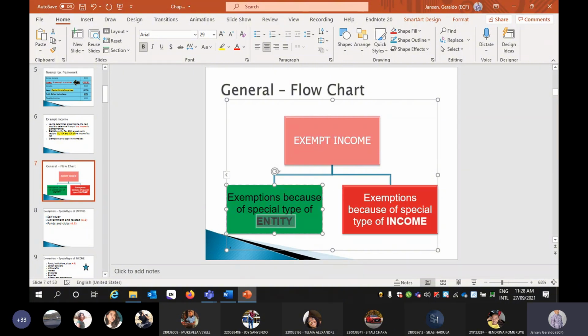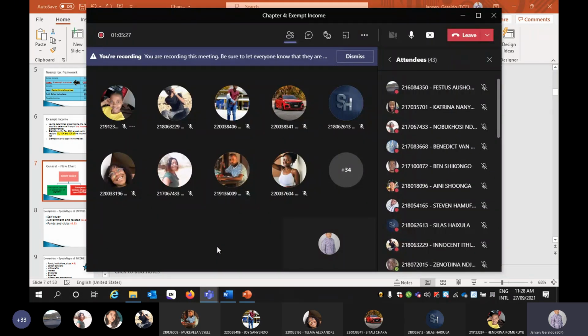Firstly, because it is an exempt entity, or it is a special type of income that needs to be exempted. What do we mean by special type? Don't get this wrong. It's not special inclusion. Special type of income would be maintenance. Remember alimony. That is a special type of income, because if someone gets $1,000 per month for alimony for kids or maintenance of kids, the government wouldn't want them to pay tax on that $1,000.